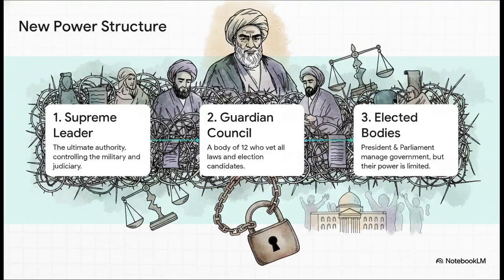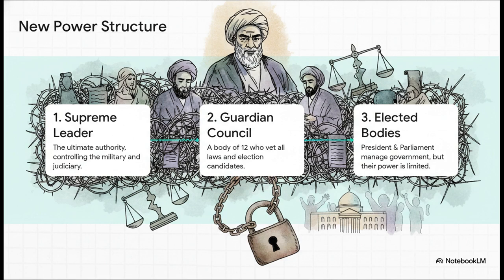And this is the system he actually built. And it's a really unique hybrid. On one hand, you have elections. There's a president, a parliament, but look at what's sitting on top of them. You've got the Guardian Council, an unelected group of clerics and lawyers who can veto any law they don't like and block anyone from running for office.